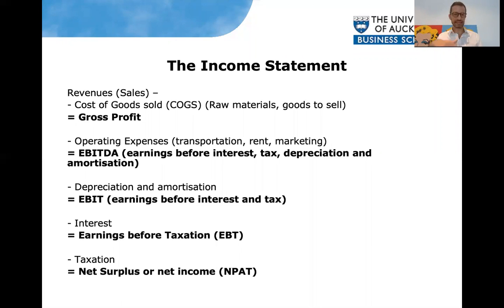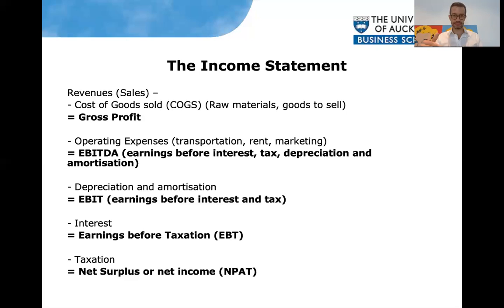After that, you get indirect costs. They're also called operating expenses, for example, rent or marketing. So these are costs that are not directly and specifically related to selling 1 can of Coke. They can also be, for example, the salaries of the CEO. Once you deduct these operating expenses, you get something called EBITDA, which means earnings before interest, tax, depreciation, and amortization.